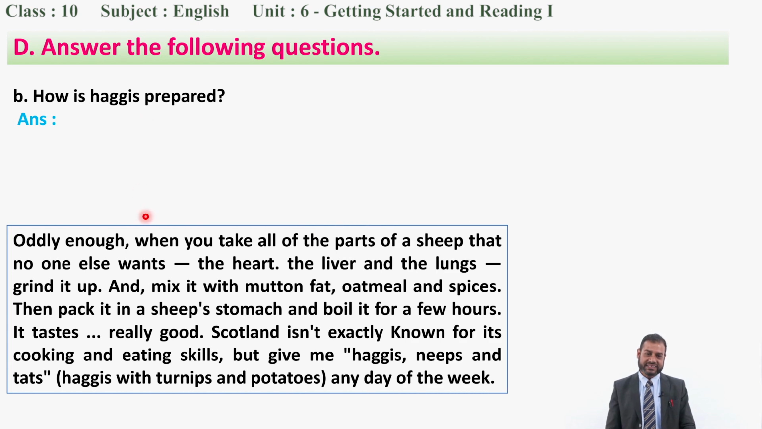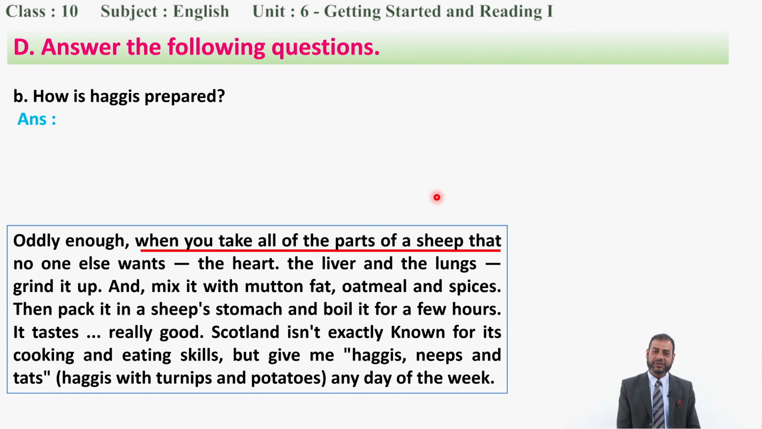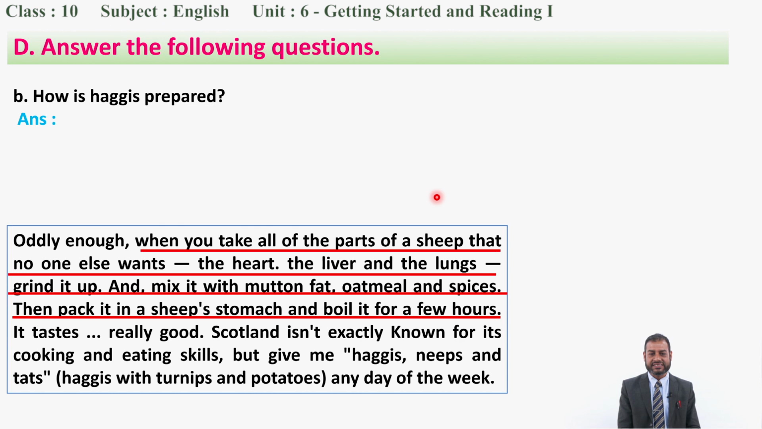So, where do you find it? Yes, you can find it in this paragraph, Haggis, Scotland, okay, the subheading. So, you can read it now. Easy enough, you take all of the parts of a sheep that no one else wants, the heart, the liver and the lungs, grind it up and mix it with mutton fat, oatmeal and spices. Then pack it in a sheep's stomach and boil it for a few hours. It tastes really good. Scotland isn't exactly known for its cooking and eating skills, but give me haggis, neeps and tatties, haggis with turnips and potatoes, any day of the week. So, in which line do you find this answer? It's like a recipe. Your answer may look a bit longer. You can find the answer from these lines, okay?